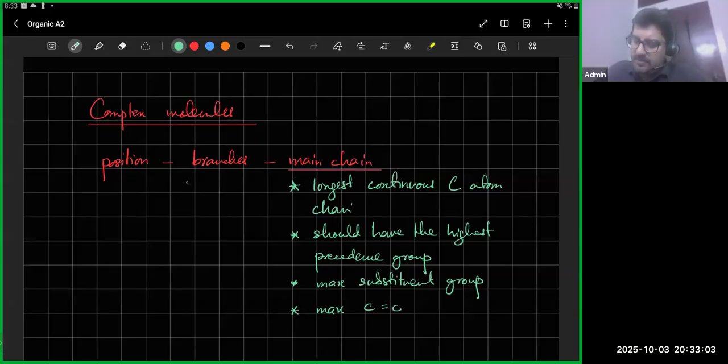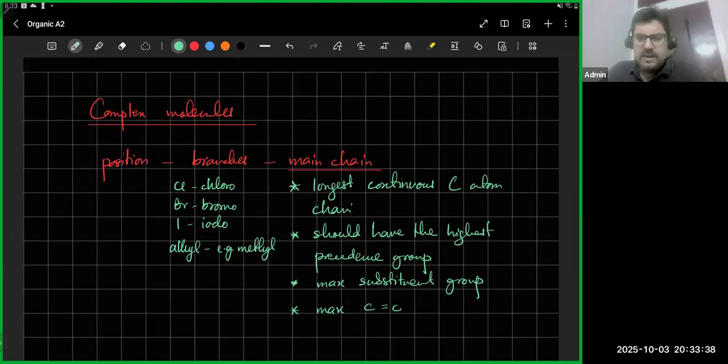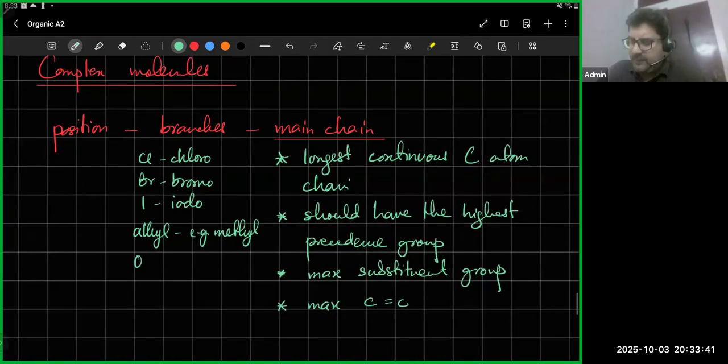Okay. In branches, Cl would be called a chloro branch. If it's Br, it's bromo. I is going to be iodo. Alkyl branches would obviously end with -yl, like methyl, ethyl. So in the example, methyl. And what else? If the OH is a branch, it's going to be called the hydroxy branch.